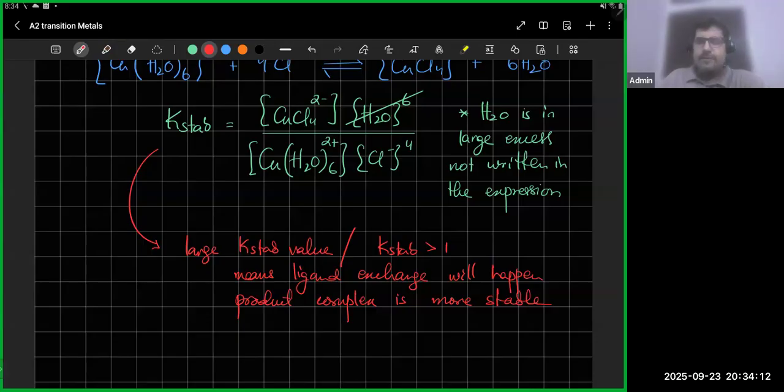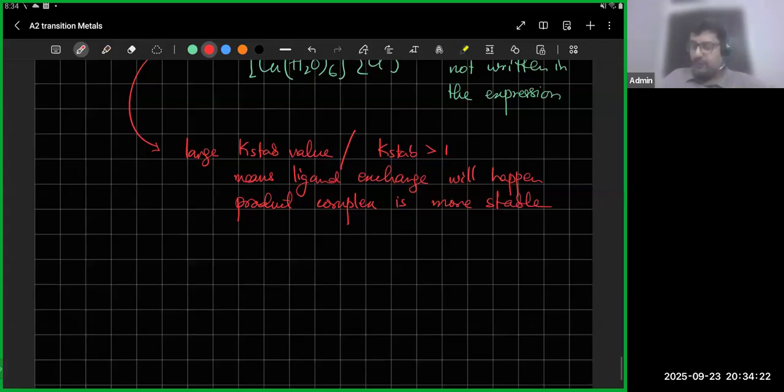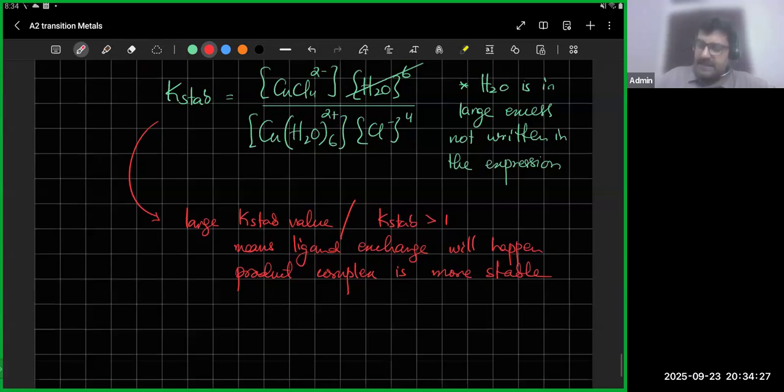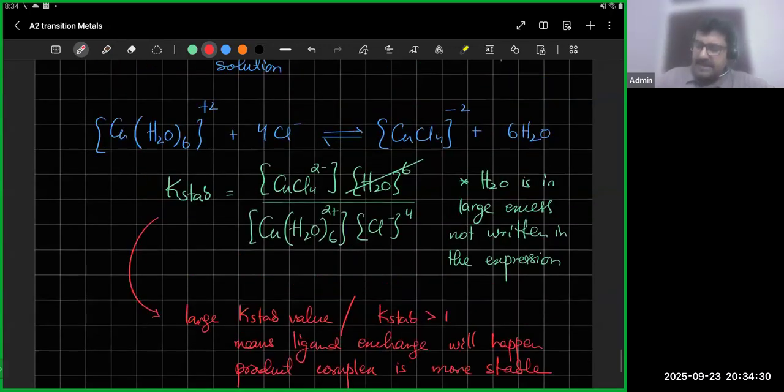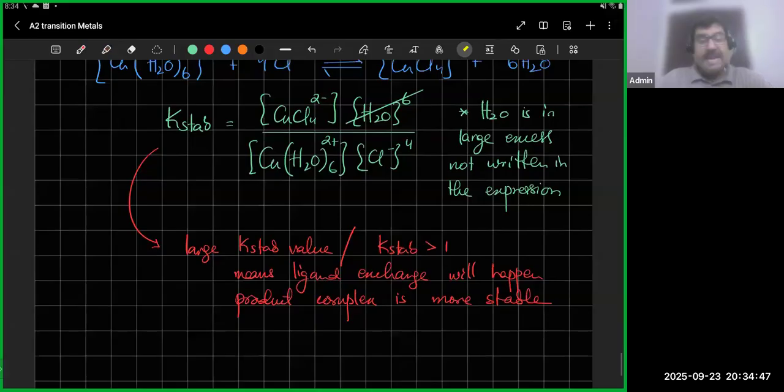We're going to do past papers. They're going to give you different complexes, and they're going to ask you what's going to happen if you add a particular ligand. You would have to predict: if you add Cl minus and this K stab has a very low value, then you can predict that this complex is not going to be formed. It's going to be this complex that's going to be forming. So that is one thing. A large K stab means more product would be formed. It means more ligand exchange will happen.